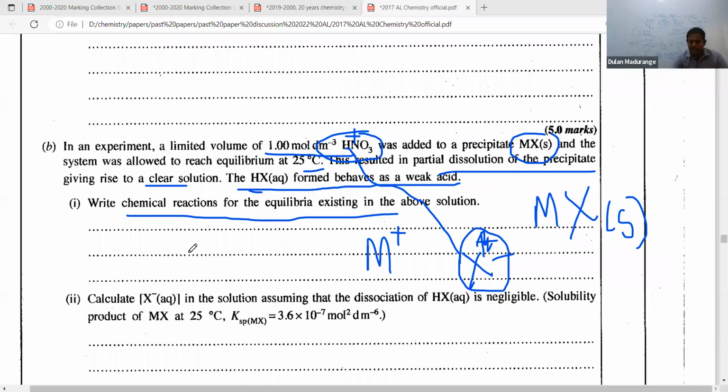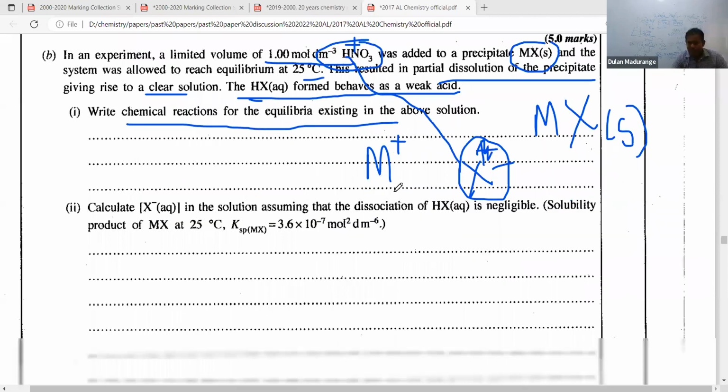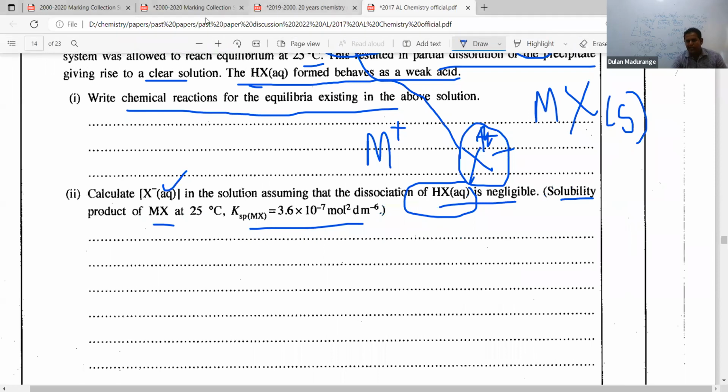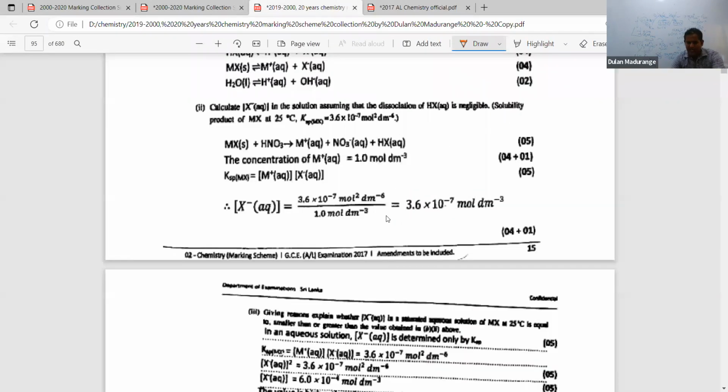So in the reactions, it is to calculate X minus in the solution, assuming that the dissociation of HX aqueous is negligible, right? Assume HX aqueous does not dissociate to give H plus or X minus. The solubility product is given, so use the Ksp expression. It's a saturated solution, so then we can check the answers here.